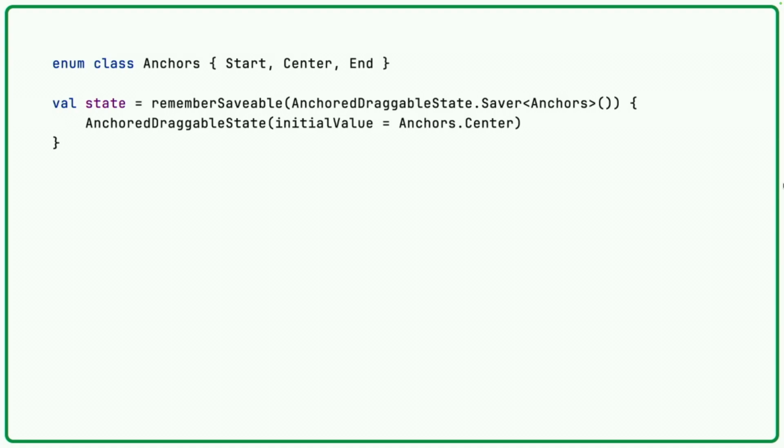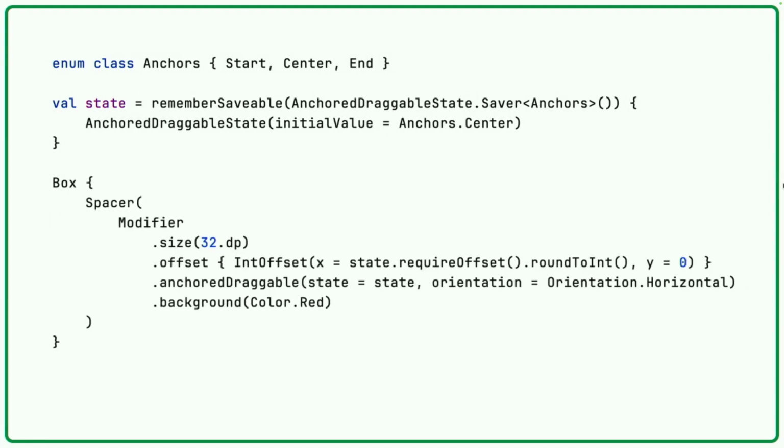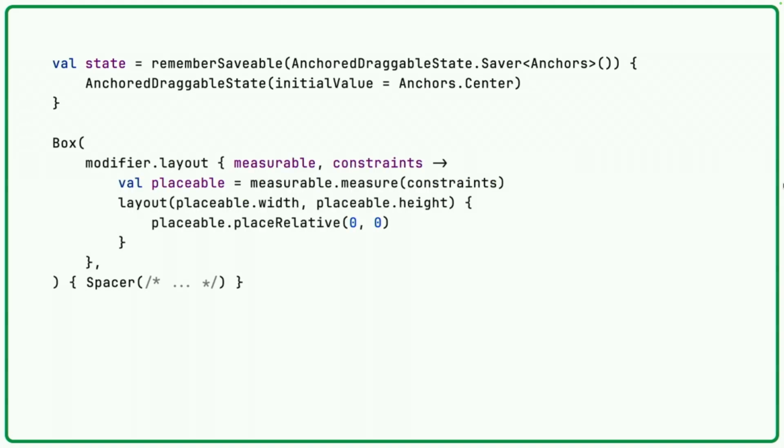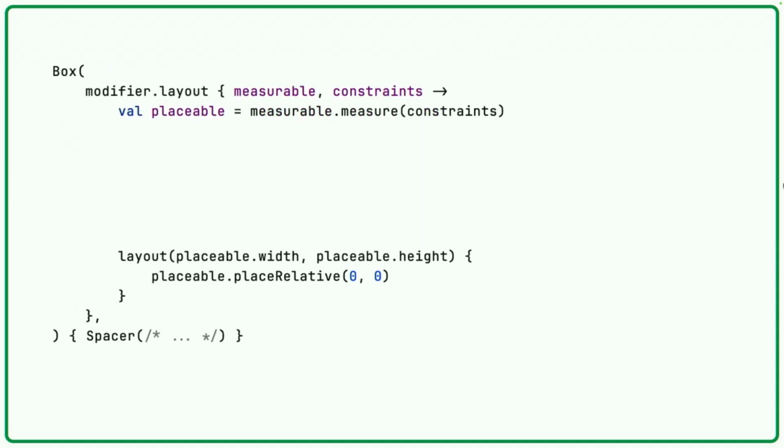So we're going to set up an anchored draggable thing that can go from the start to the center to the end. There's three positions that we can use. So we're going to set up an anchored draggable state. Its initial value is going to be at the center, and then we're going to put this thing in a box. This spacer is the thing we're dragging, so we're going to hook up the modifier.anchoredDraggable, set up the right offsets based on the state, and then we are going to make sure we get the size in order to set the anchors for where our anchored draggable actually is. This is all pretty standard anchored draggable stuff.